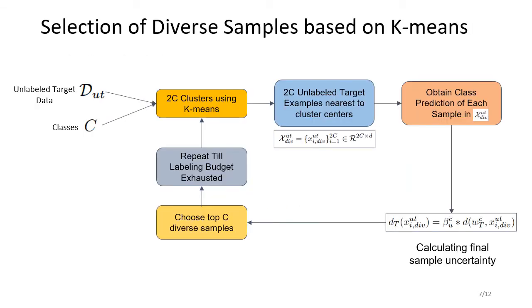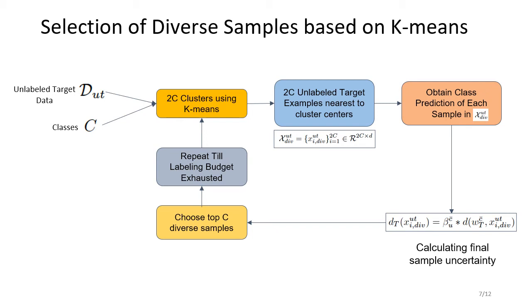The second criterion which we consider for choosing the target samples to be labeled is the diversity of the target samples. To obtain diverse samples from the pool of unlabeled target samples, we first apply k-means clustering over the unlabeled target examples with 2C clusters. We simply choose twice the number of classes as the clusters to incorporate within-class relationships of the target examples. After performing k-means clustering, we find the 2C samples which are closest to these cluster centroids.